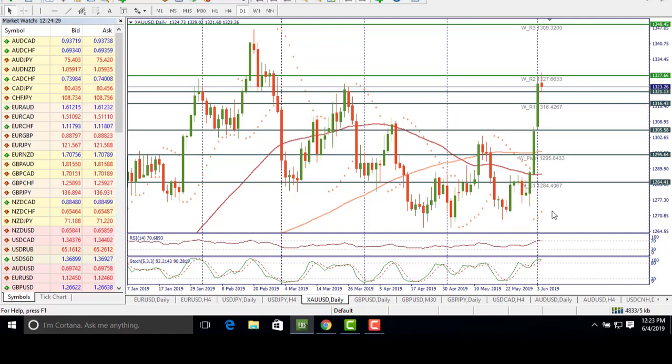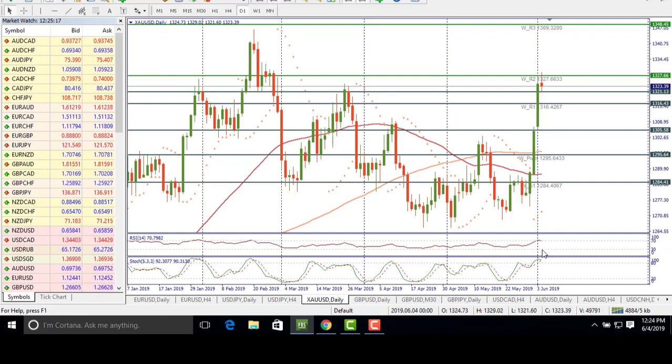Now let's look at the daily chart of gold. Here we can see that the price for the yellow metal is testing the support at 1,321. The next support will lie at 1,316. If bulls continue their previous movement, they will likely break the resistance at 1,327, and the next key level will lie at the weekly pivot at 1,309.